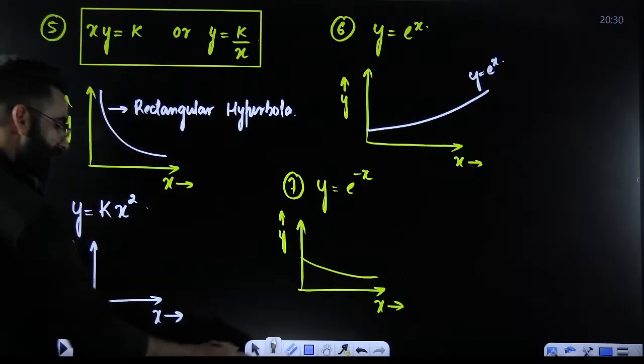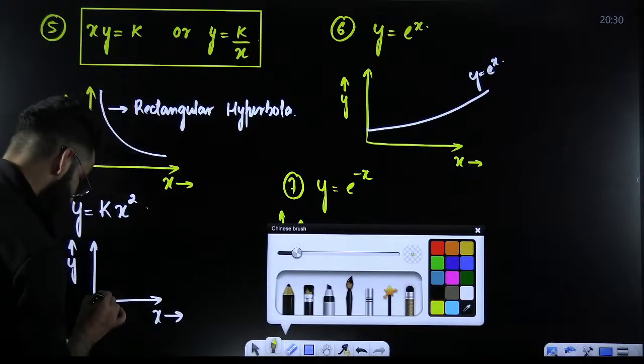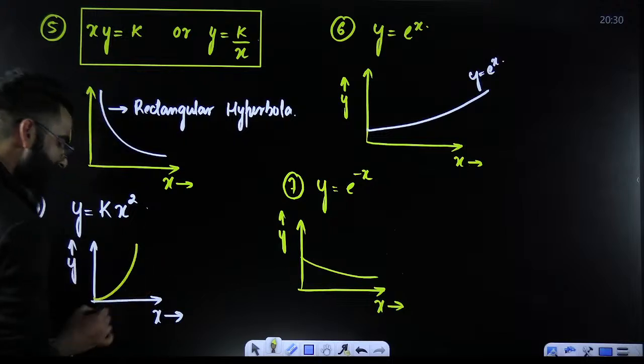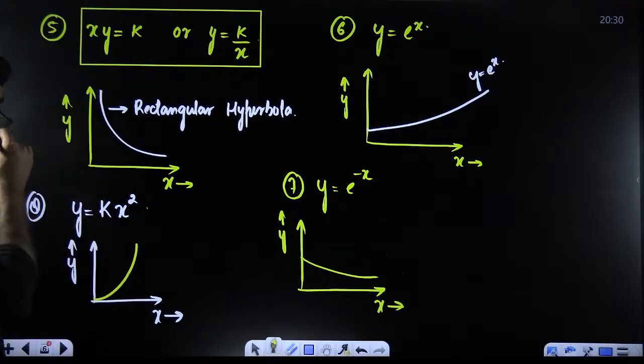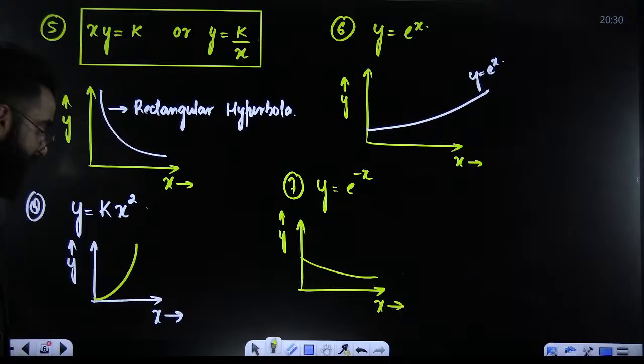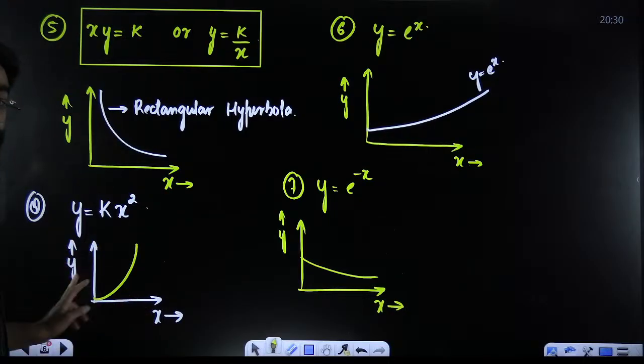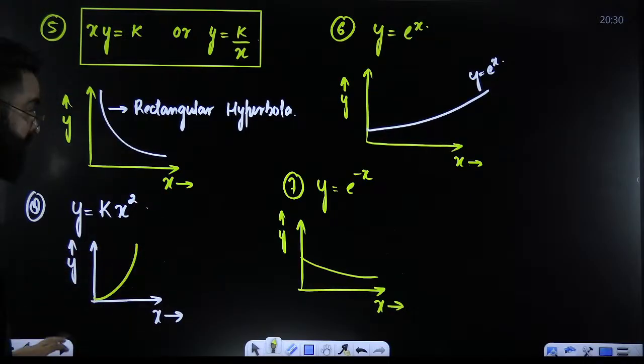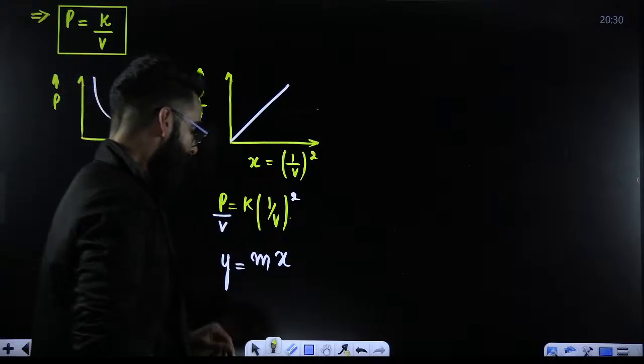Exactly. It's going to be parabola opening upwards. I'm just showing the graph in the first quadrant. I have got nothing to do with the other quadrants. Perfect, people. Y is equal to kx square. Graph between y and x. It's going to be parabola opening upwards. Remember this. Okay. All right.